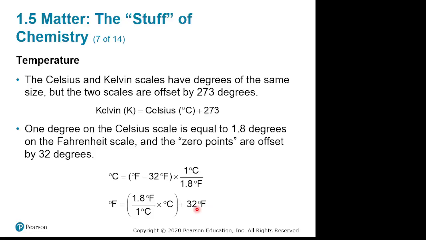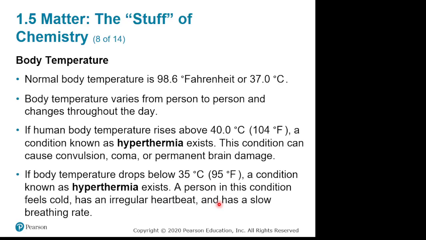What you'll notice is if you put the 0 in here, you would have gotten 0, and then you need to add 32, right? Get 32 freezing. So these are the body temperatures again. Your body temperature is going to vary from person to person and change throughout the day, but it's going to be a fairly limited range of just like a degree or two, okay? It's not going to be a huge difference, right?